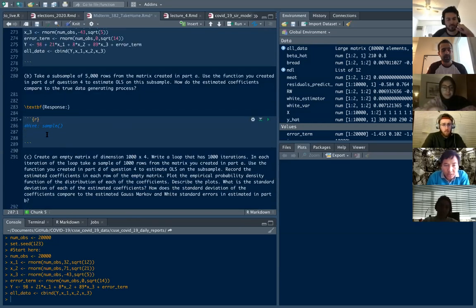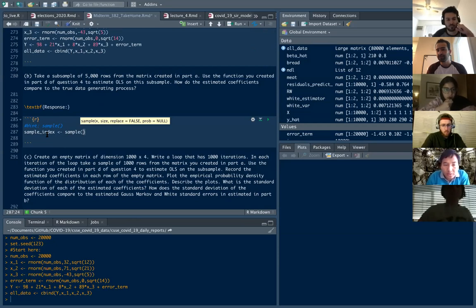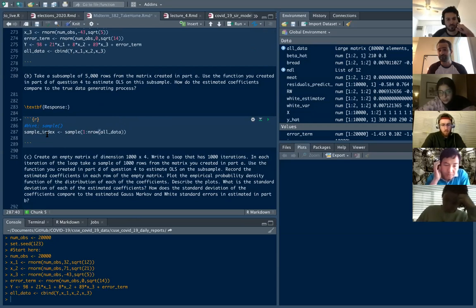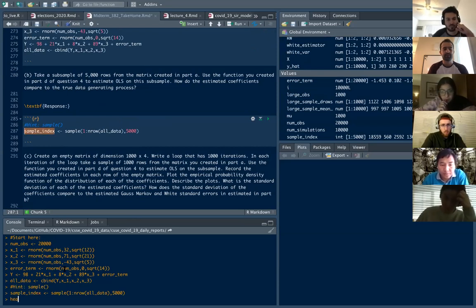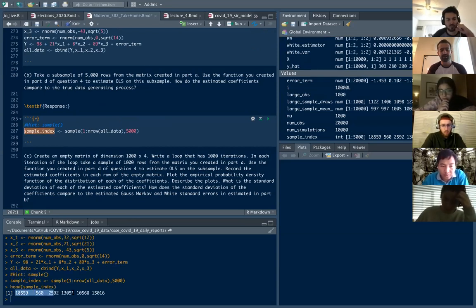We can create a sample index that is just a vector containing the rows we're going to select out of the full 20,000 using the sample function. Sample will randomly select elements of a vector. Our vector is going to be 1 to n row of all data, so 1 to 20,000, and we want to grab 5,000 elements from that. If we preview sample index, it just tells us the row numbers that were selected: 5,000 random rows.